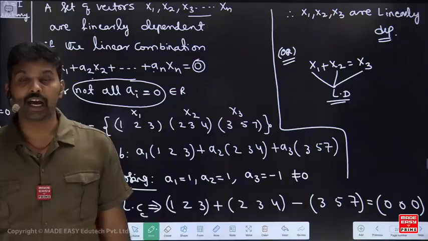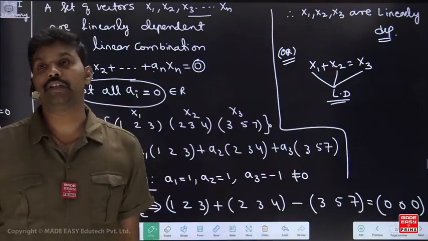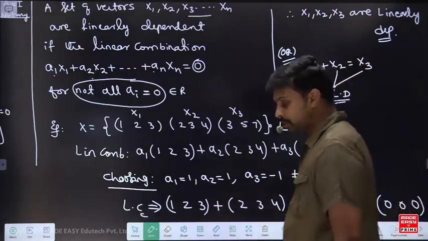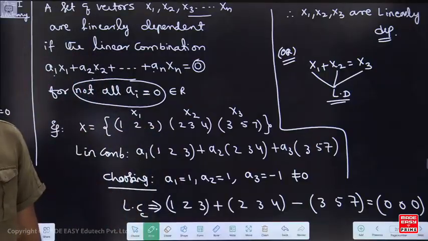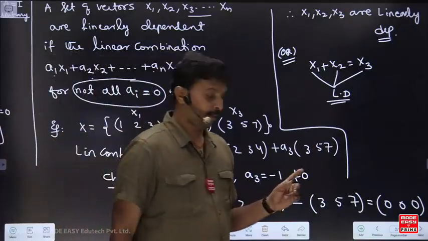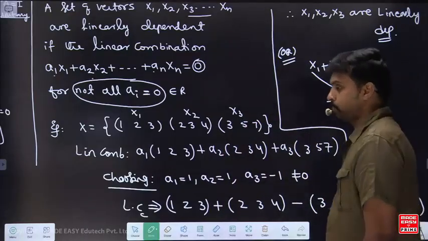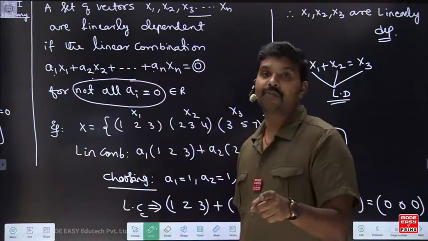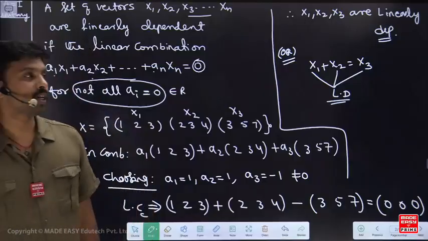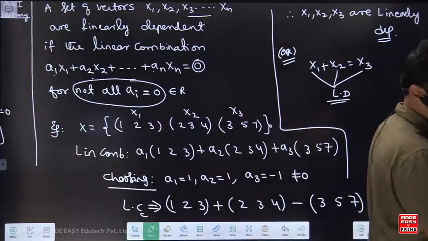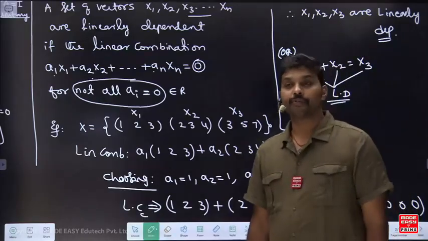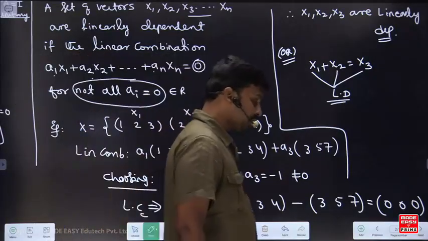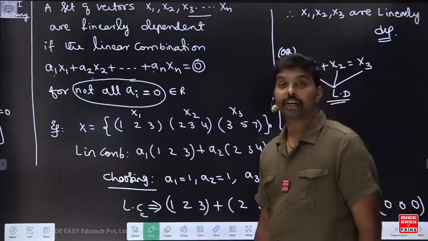If one vector can be written as the linear combination of other set of vectors, then those set of vectors are linearly dependent.